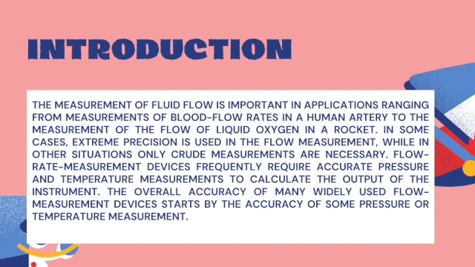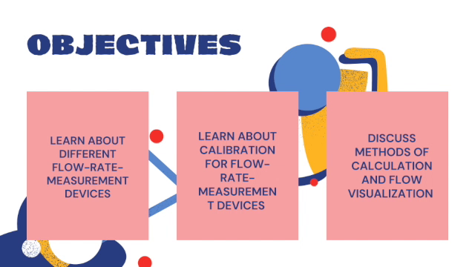Flow rate is expressed in both volume and mass units. Some commonly used terms like the gallon per minute, the liter, cubic foot per minute, and standard cubic foot per minute have their own units to solve. The objectives of this presentation are to learn about different flow rate measurement devices, learn about their calibration standards, and discuss the different methods of calculation and flow visualization.